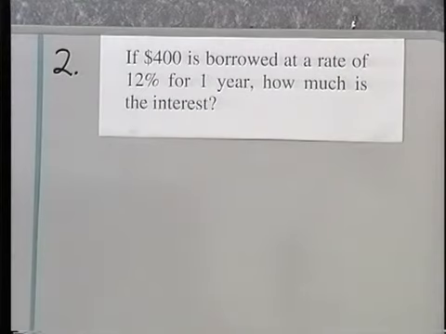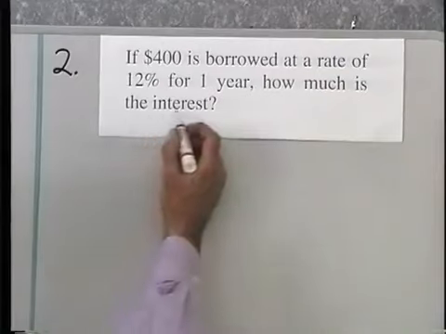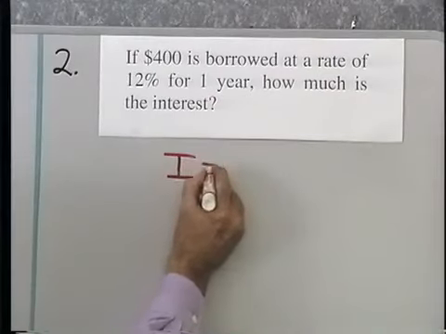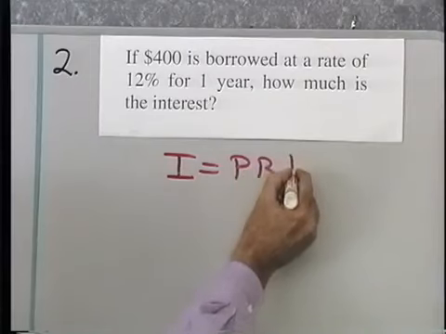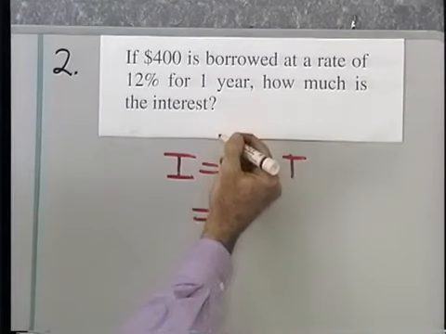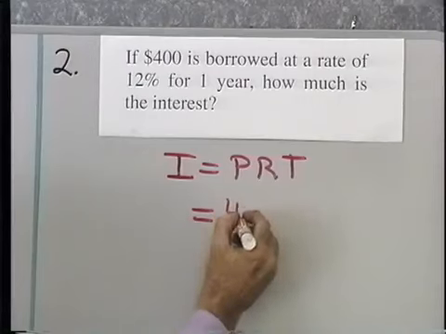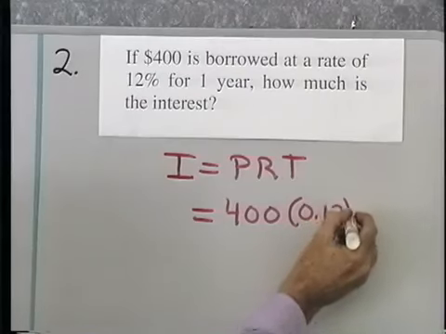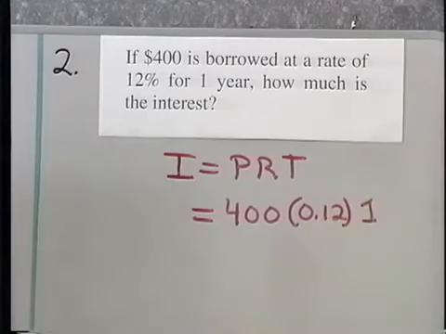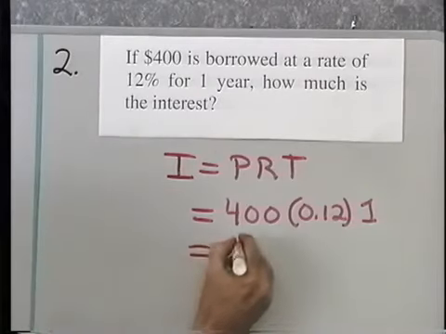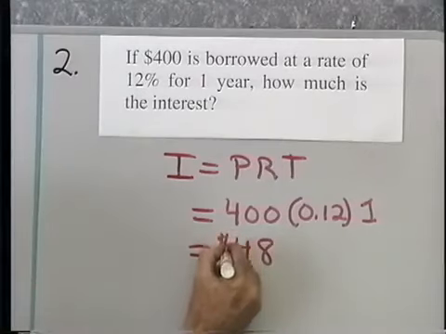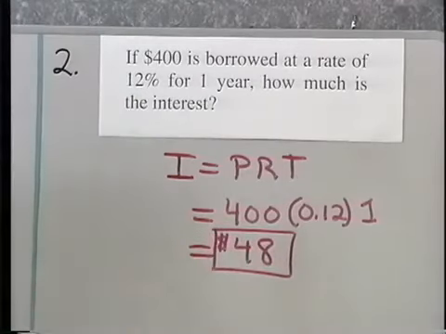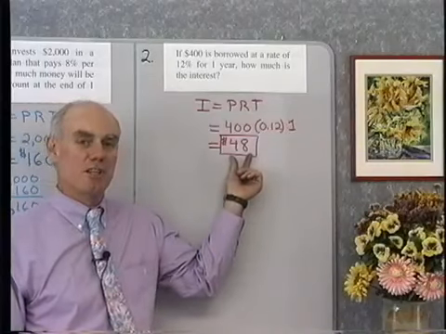Problem 2, if $400 is borrowed at a rate of 12% per 1 year, how much is the interest? So again, this is a simple interest problem, and I have interest is equal to principal times rate times time. Even though this time we're borrowing money, it's the same formula in simple interest. The principal is the total amount of money. The rate in this case is 12%, so 0.12, and then the amount of time again is 1 year. So if I multiply 400 times 0.12 times 1, I end up with $48. And this time we're asked for simply how much is the interest, and so the interest is $48.